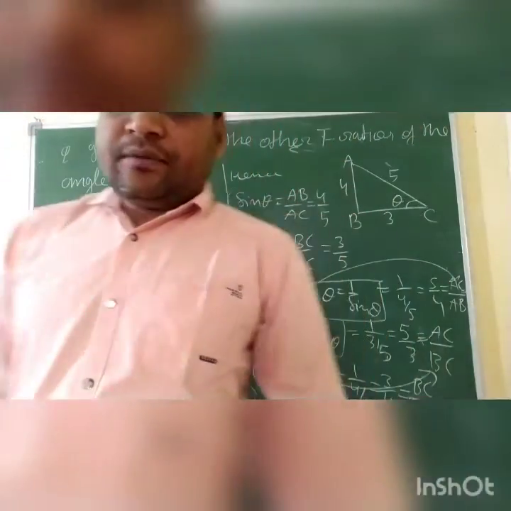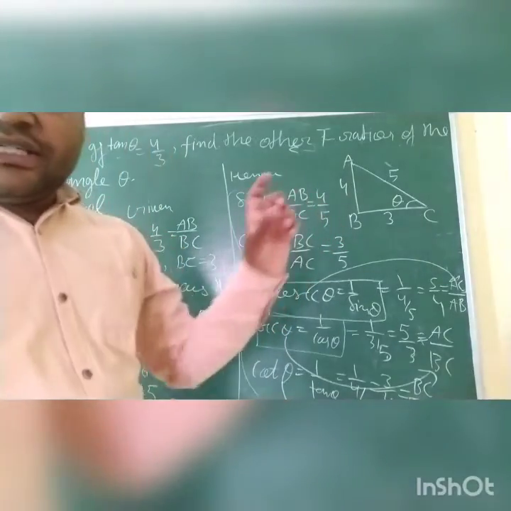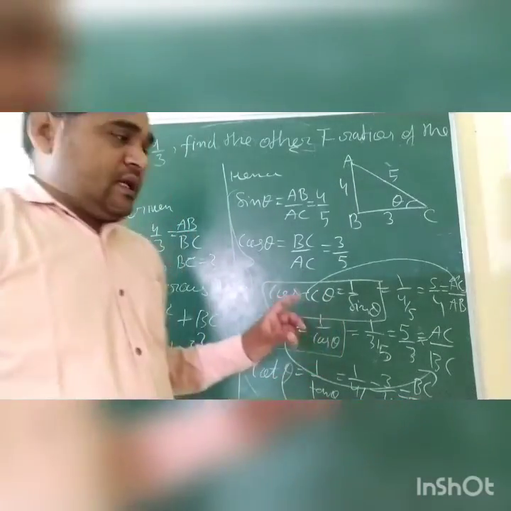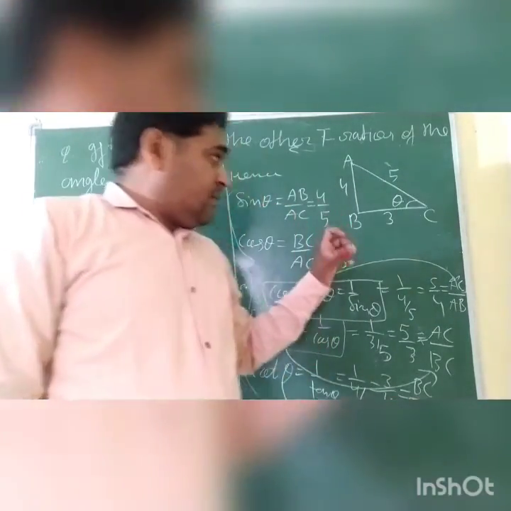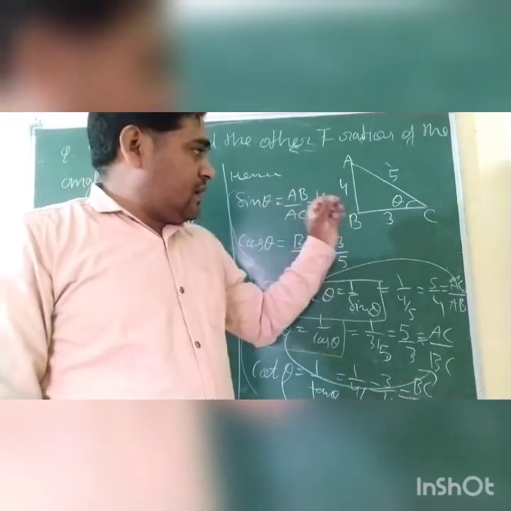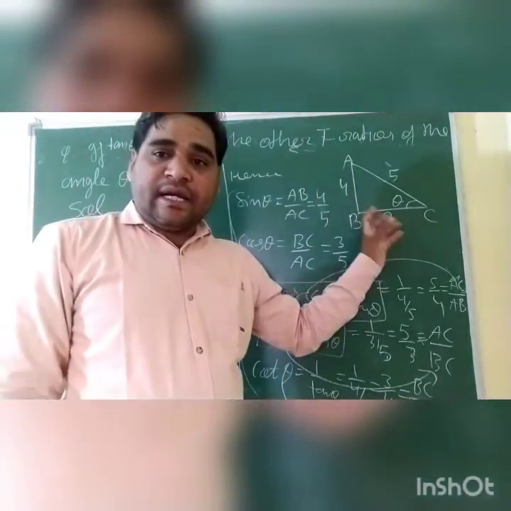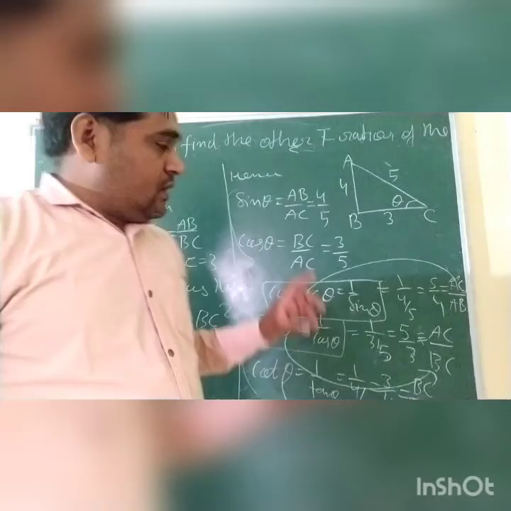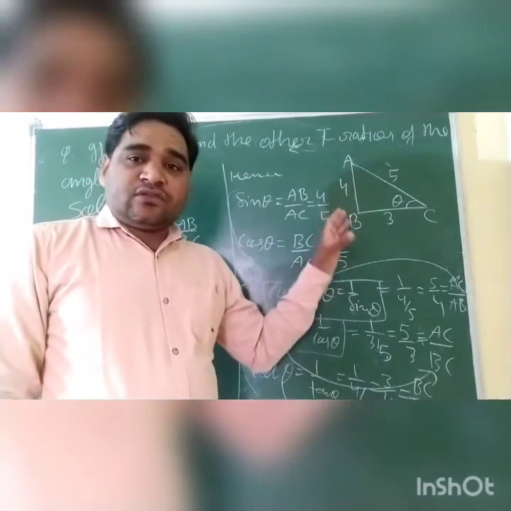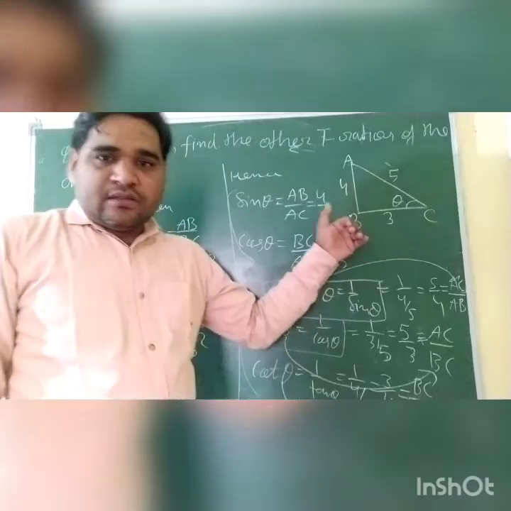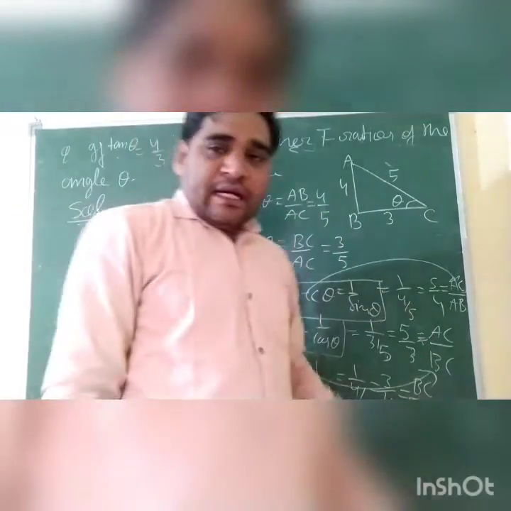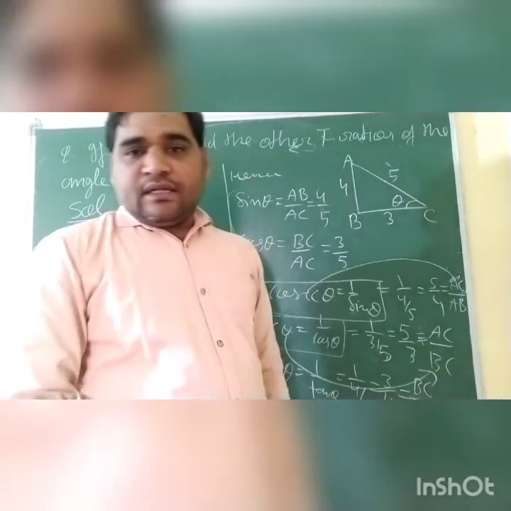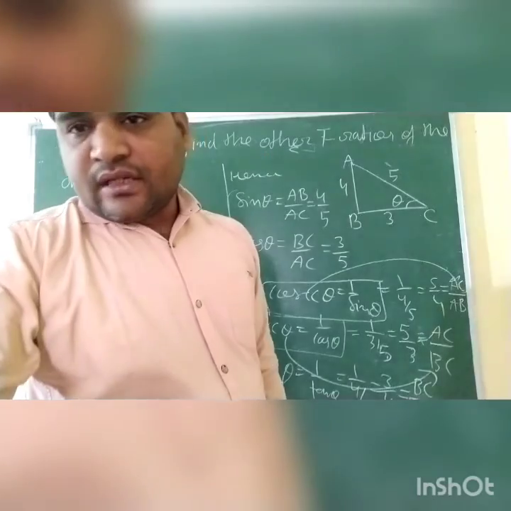I hope all of you understood how to find the other trigonometric ratios when the value of one ratio is given. In this problem I explained how to find them using the figure, and in the next lecture I will explain how to find these values using identities. I will discuss other problems related to this topic in the next lecture. Thanks, all of you.